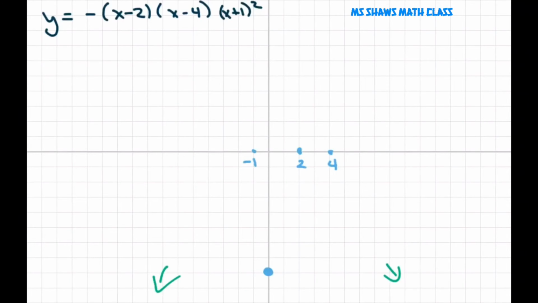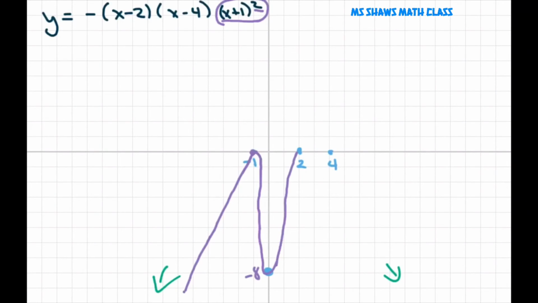So as we start from our quadrant 3, we hit -1. Well, -1 came from this portion with the multiplicity of 2. Since that's even, it means I can't cross. It means I have to make a U-turn here. So I'm going to go down to my y-intercept, that's -8, come back up to 2. Now at 2, this is our portion right there. That multiplicity is 1, which is odd. That means I can cross.